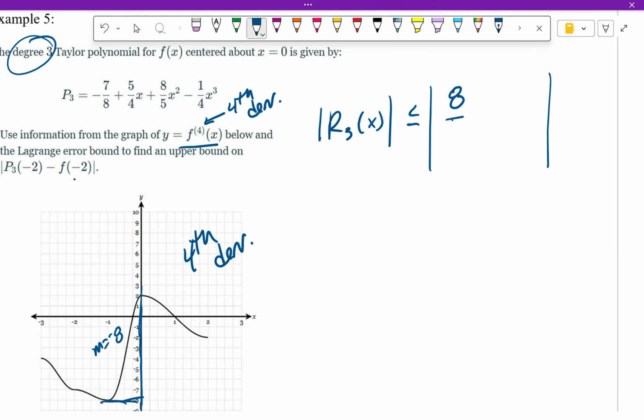Okay. If 3 is my degree, what's my first omitted term? 4. So the n plus 1 would be 4 factorial. Okay. All right. What x value did they plug into this thing? Look here. Look for the clues. -2. Minus our c value. What's the c? 0. There you go. All right. And then my first omitted term was 4.